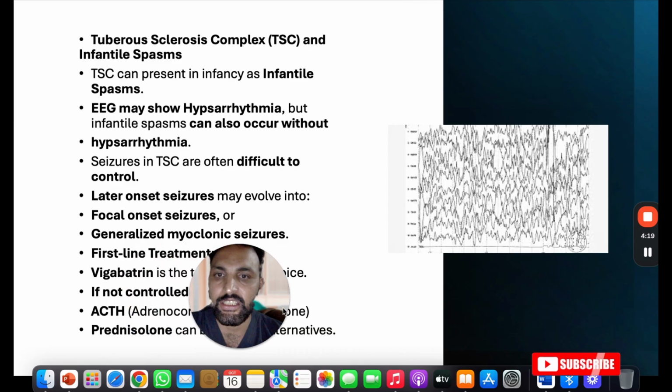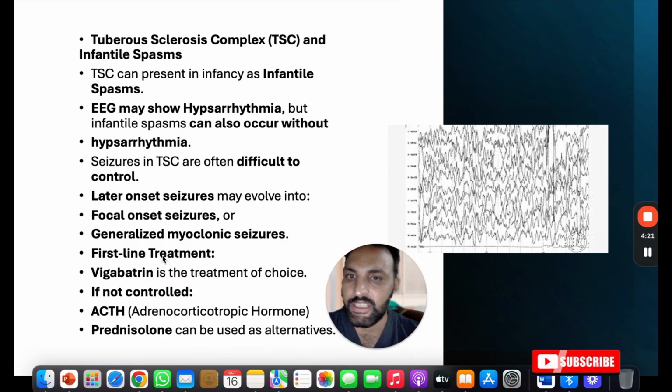Later onset seizures may evolve into focal onset seizures or generalized myoclonic seizures. First line treatment, vigabatrin is the treatment of choice. If not controlled, then second, ACTH and prednisolone can be used as alternatives.